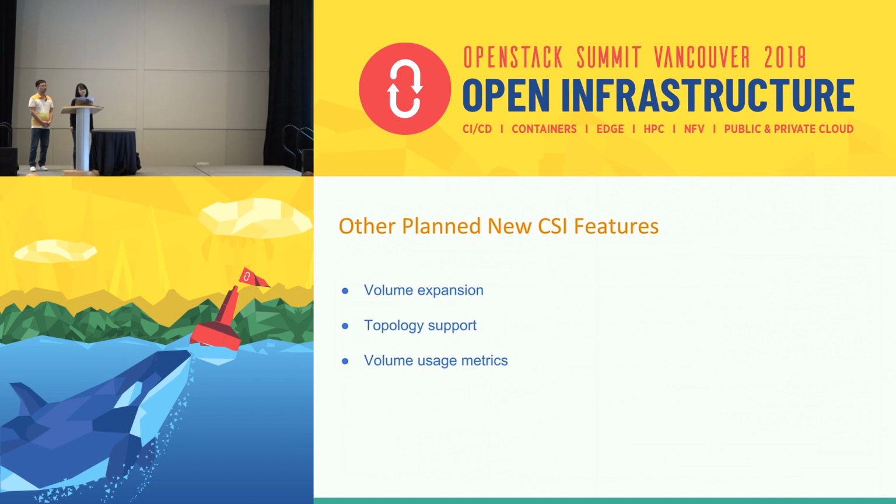So there are other planned CSI features, such as volume expansion that increases the volume size, and topology support. Basically, we'll add some information about the zone and the region so that the CO knows where to schedule the volume provisioning. And volume usage metrics, to expose those volume metrics through Prometheus.